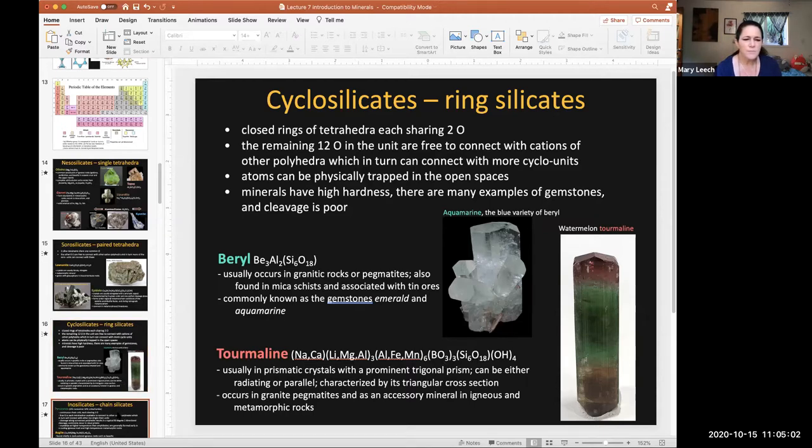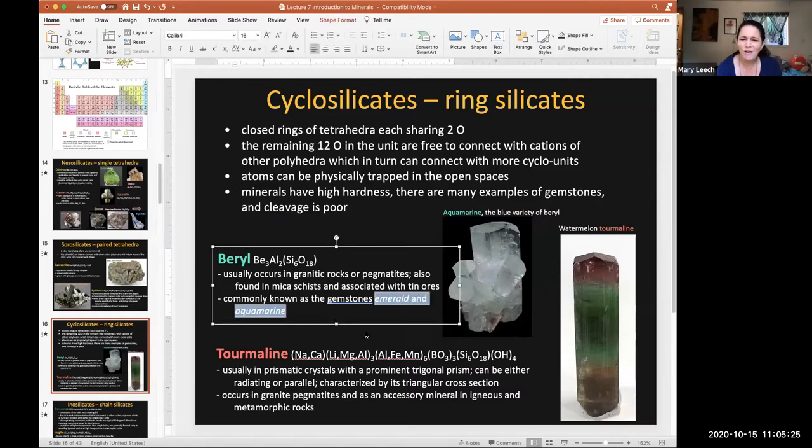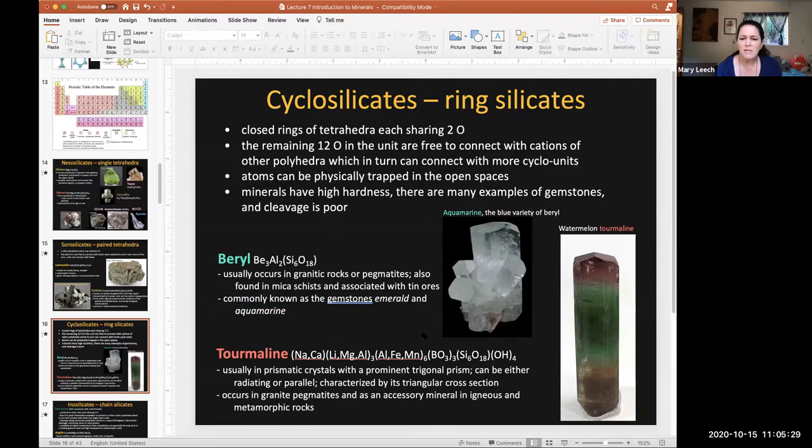Oh, wait, did I go over this one? No, I didn't go over this one yet. So the ring structures, let's see. Several gemstones, like beryl. Aquamarine is the blue variety of beryl. Beryl is also another gemstone, emerald. So depending on the color, this mineral is two different gems. If it's green, it's an emerald. If it's blue, it's aquamarine.